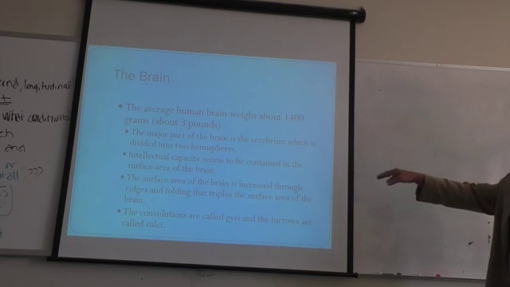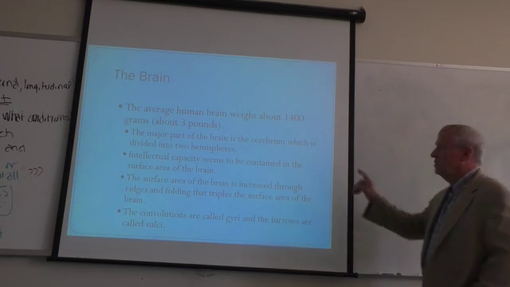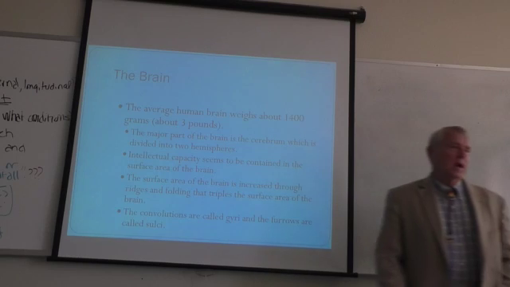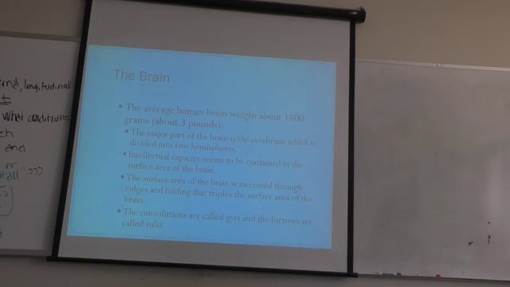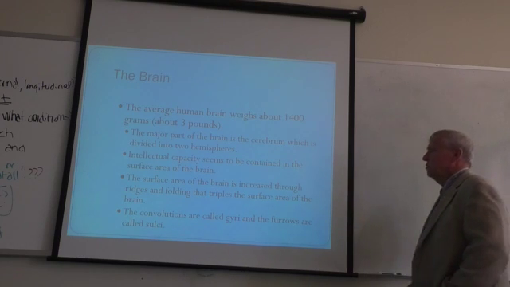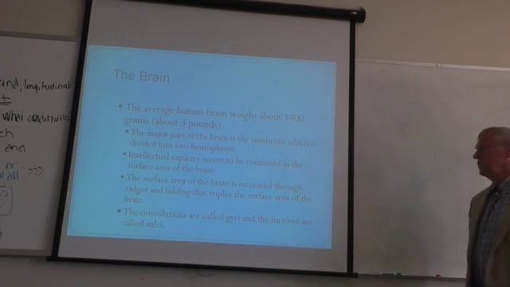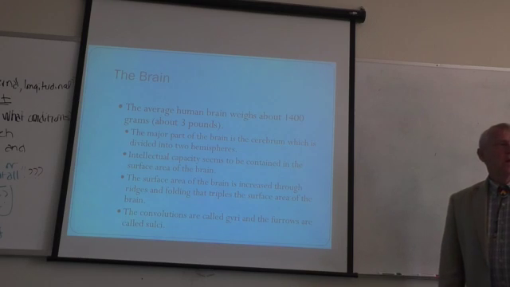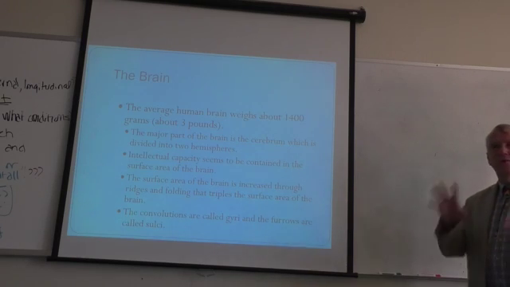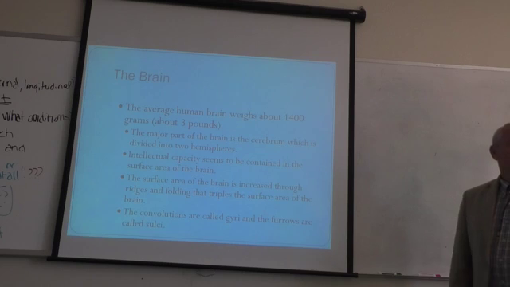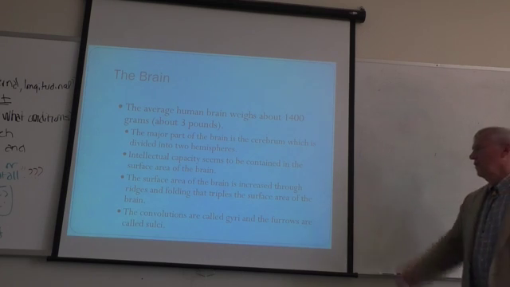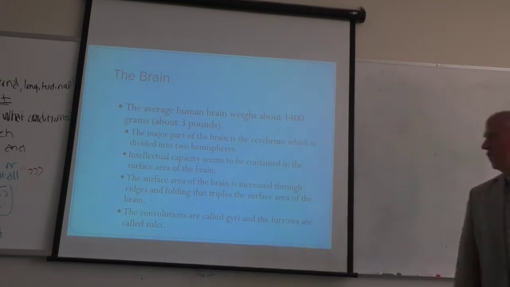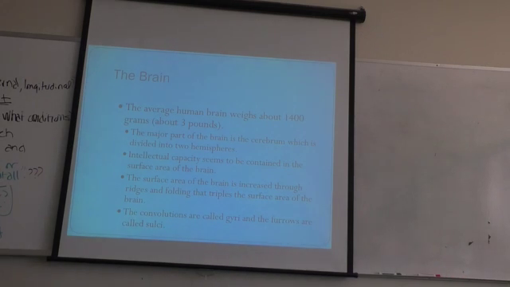The major part of the brain is the cerebrum, of course. It has 2 hemispheres. Intellectual capacity seems to be contained in the surface of the brain. If it were closer to the middle, of course, concussions wouldn't make you stupid, potentially. The surface area of the brain is increased through ridges and folding that triples the surface area of the brain. So if you look at a brain, what you see is a lot of bumps and ridges, as curious as that is. The convolutions are called gyri, and the furrows are called sulci.